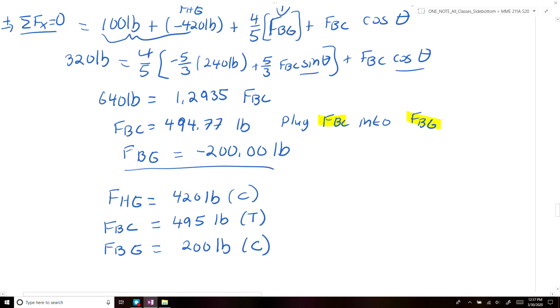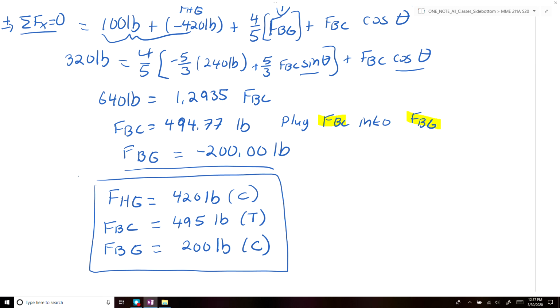All right, so those are our three values, and that's how you can apply the method of sections to solve for the force within any three members of a truss.